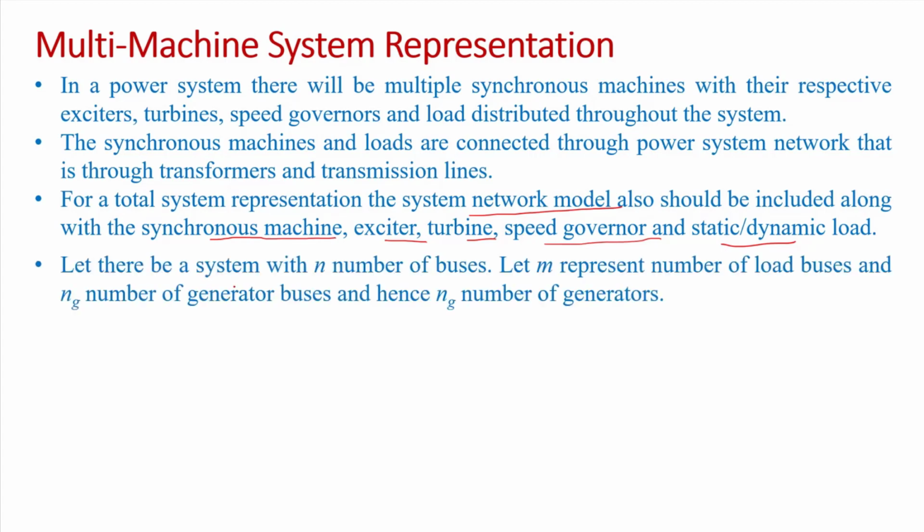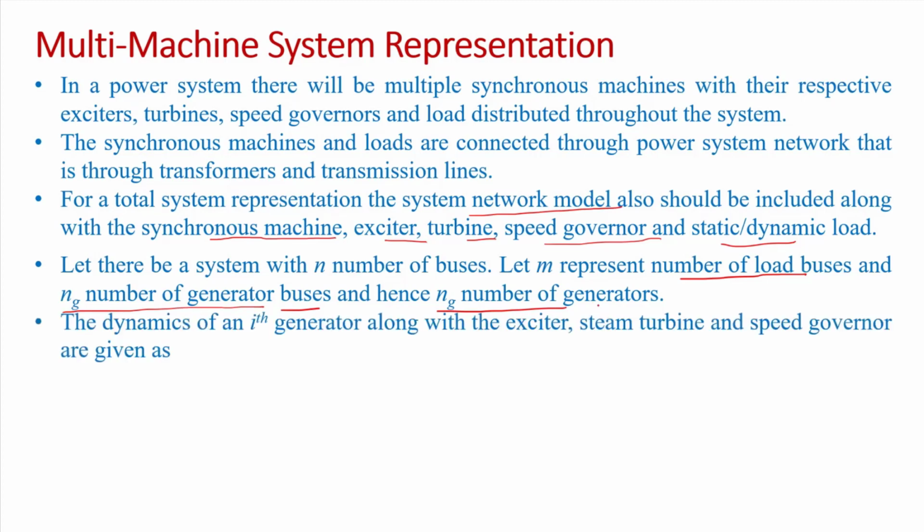So now let us consider a system having n number of buses, out of which m represents the number of load buses, and ng number of generators, or generator buses, are there. So the dynamics of the ith generator, along with the exciter, steam turbine, and governor, how will it look? All the dynamic models we know for a generator.